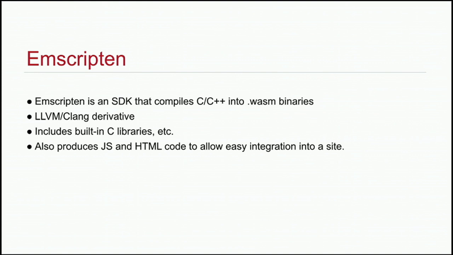Emscripten is, I guess, a tool chain or an SDK. And its point is to create Wasm binaries for you out of other things. And we're going to talk about C and C++. It's built on LLVM and Clang. It includes all your expected built-in C libraries. And it also makes it really easy to integrate your Wasm that you've just produced into a web page by automatically generating JavaScript and HTML for you that will handle the glue code that helps the two pieces communicate.